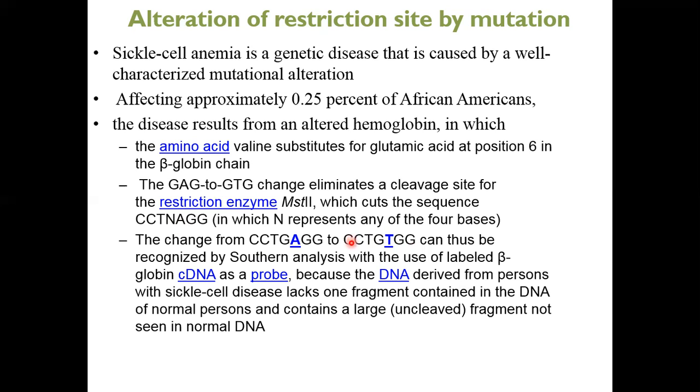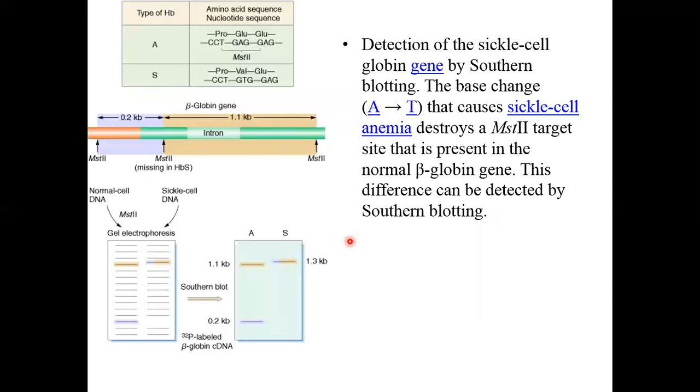This can also be recognized by using Southern analysis with the labeled beta globin cDNA as a probe, because the DNA derived from persons with sickle cell disease lacks one fragment contained in the DNA of the normal person and contains a large fragment not seen in the normal DNA. This is actually happening in this disease.